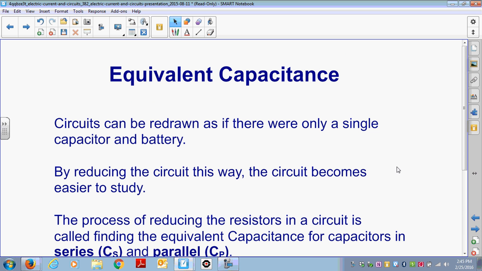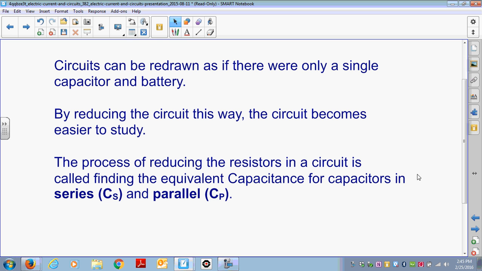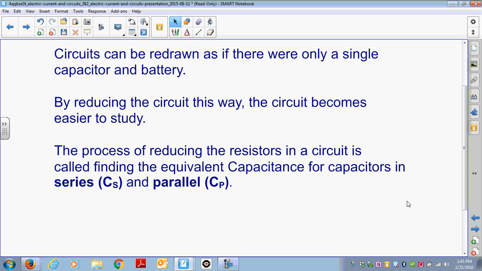So let's talk about equivalent capacitance. Circuits can be redrawn as if there were only a single capacitor and a battery. By reducing the circuit this way, the circuit becomes easier to study. The process of reducing the resistors in a circuit is called finding the equivalent resistance. For capacitors, it's finding the equivalent capacitance. The capacitance for capacitors in series will be CS, and the total equivalent capacitance in parallel wired capacitors will be CP.